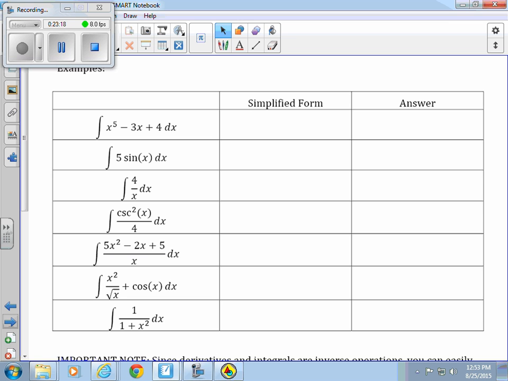So today, what we are not doing yet is how to find an area using this. We will talk about that tomorrow. Today, we're just going to practice anti-differentiation.